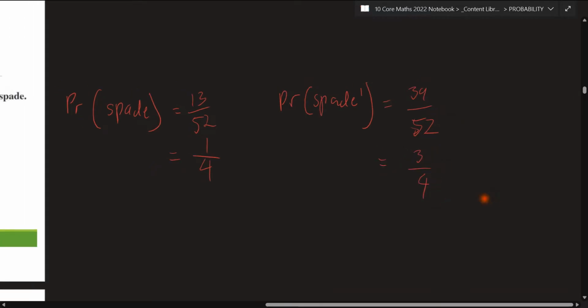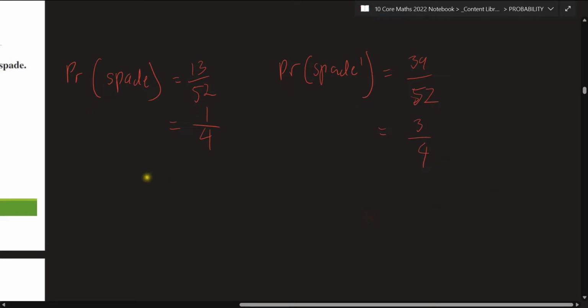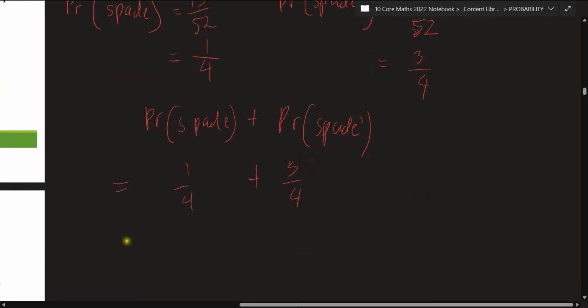And notice again, if you look at that formula, PR of spade plus PR of the complementary of spade, or not spade, is going to be 1/4 plus 3/4, and that always equals 1. So understand that an event, can you guys see that? Hopefully you can. An event plus its opposite is always going to equal 1. So keep that in mind.